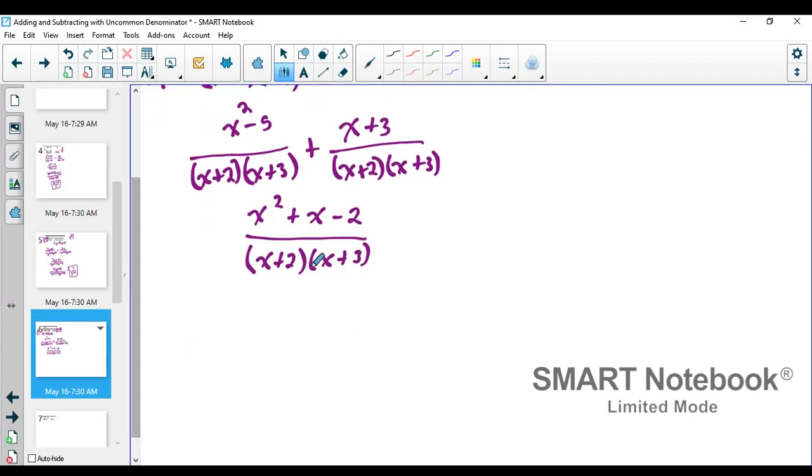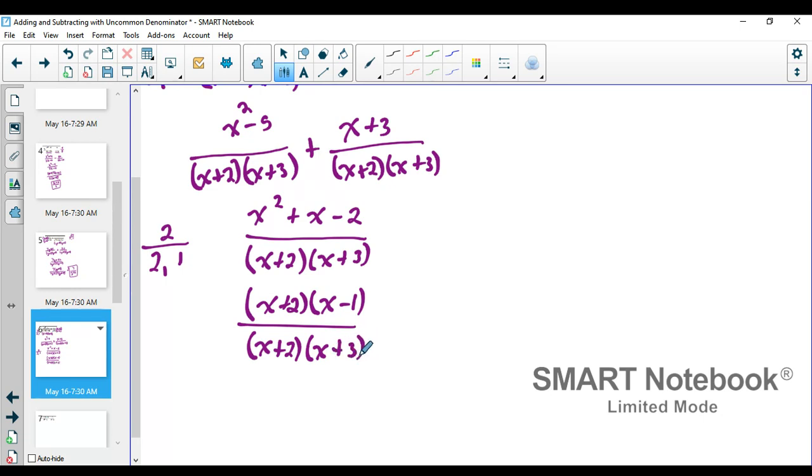All right, we are not done, because we can simplify this more. If this is able to be factored, then factor it. So the factors of 2 that are going to get us 1 are 2 and 1. So this becomes x plus 2 times x minus 1 over x plus 2 times x plus 3. And then we have x plus 2 in both the numerator and the denominator, so those cancel, and our final answer is x minus 1 over x plus 3. And there we go.